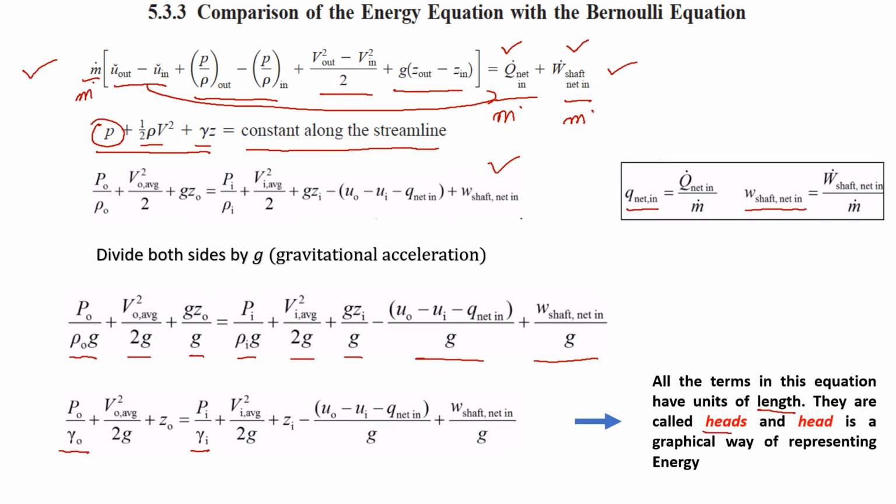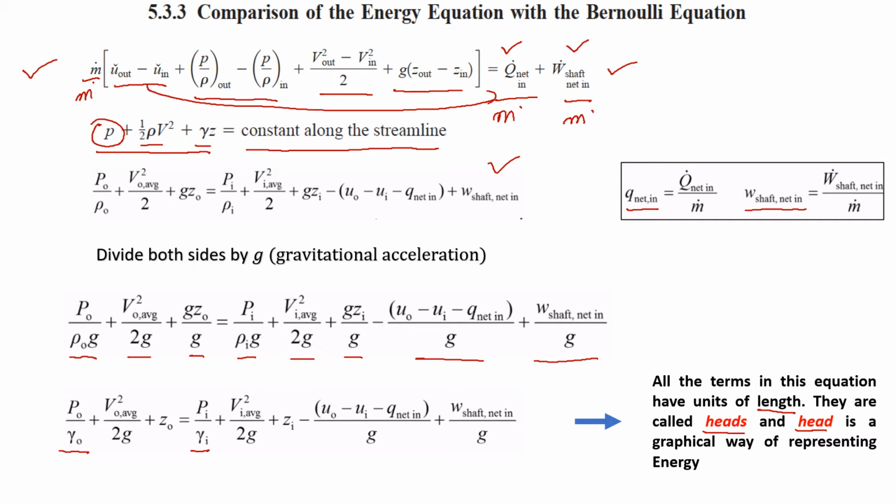They are called heads. As you remember, when we were discussing manometers, we said that we can also represent pressure as millimeter of mercury. So pressure is also a form of energy. If we can represent pressure in terms of length, why not the other terms? So this is what we are doing here. We are representing these different energies in terms of heads now, and head is a graphical way of representing energy. If you remember your hydraulic and your energy grade lines, we can represent energy in terms of heads also.